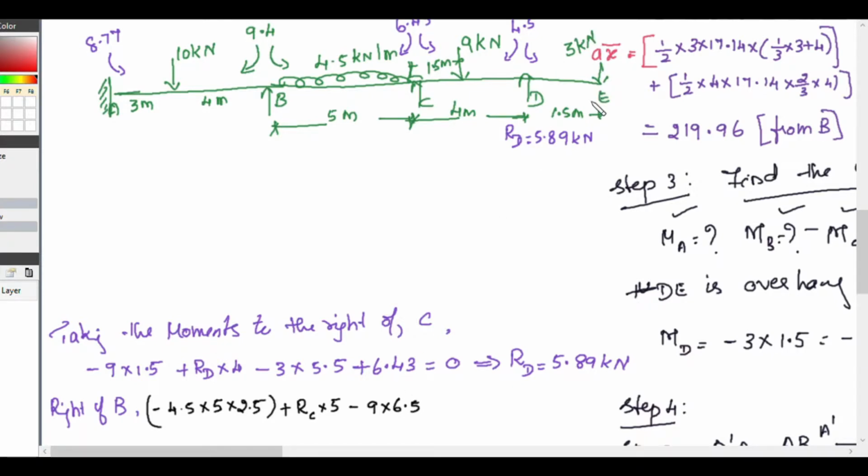So we have 3 into 10.5, minus 3 into 10.5. Plus, that is the moment at B is 9.4. Plus 9.4 is equal to 0. From which we get RC is equal to 16.77 kilonewton. So RC is equal to 16.77 kilonewton.